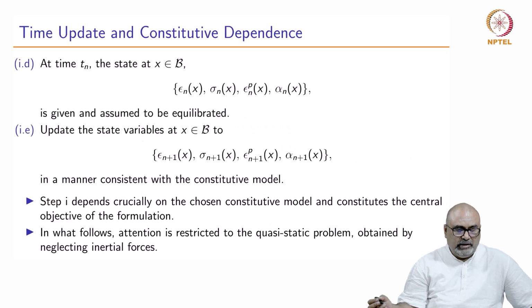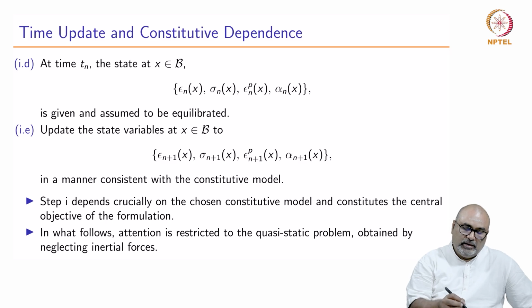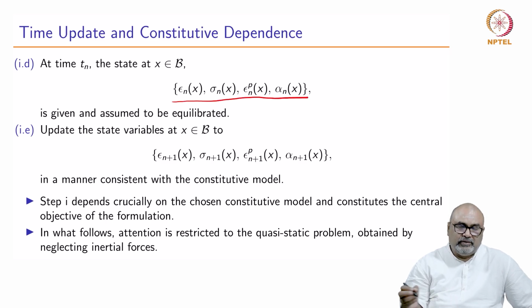Now, we can show time update and constitutive dependence. So, at any time step Tn, the state of the quantities at any material point x belonging to the domain is defined by epsilon n of x, sigma n of x, epsilon np, which is the plastic strain, and alpha n, which is the isotropic hardening variable, is given and assumed to be known. So, these are the equilibrium values that are considered at that particular point.